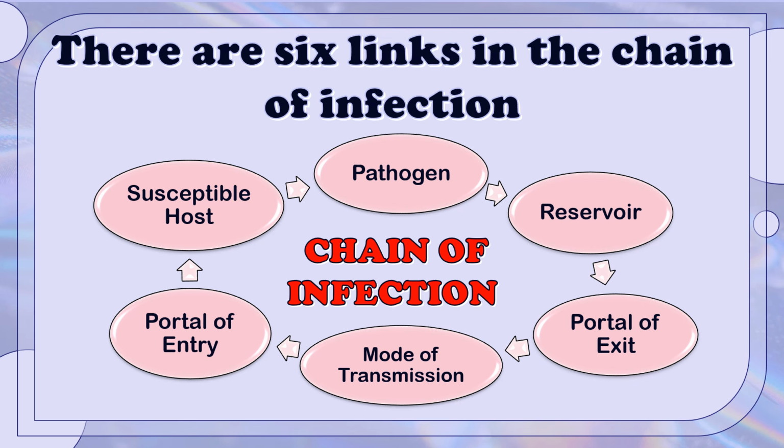The first one is starting with pathogen. This is in the form of bacteria, fungi, virus, etc. And then it will go directly into the reservoir. After the reservoir, it will go to the portal of exit, and through the portal of exit, it will enter the next susceptible host through the different modes of transmission. Now, for you to further understand these 6 different links of infection, let's first start with pathogen.